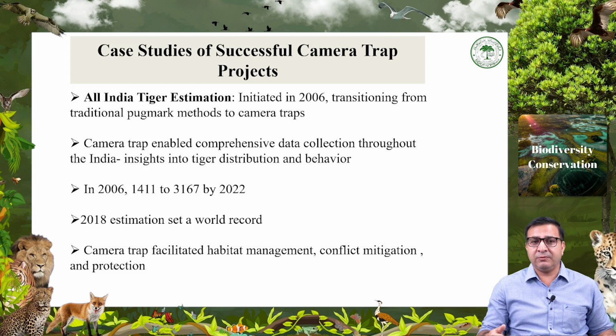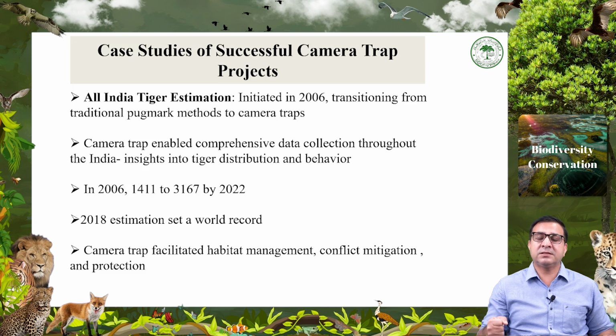Camera trap studies have led to significant conservation success, and I'm just discussing one of these successes: how camera traps help us in species monitoring and species conservation, and how different projects have been successful through the deployment of camera traps. A key example is India's All India Tiger Estimation Project, which began in 2006, shifting from traditional pug mark tracking to advanced camera traps. This is one of the key successes of camera traps, and this project provided valuable data on tiger distribution and behavior across India.